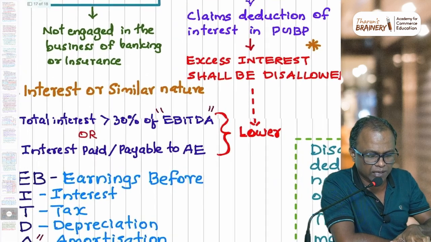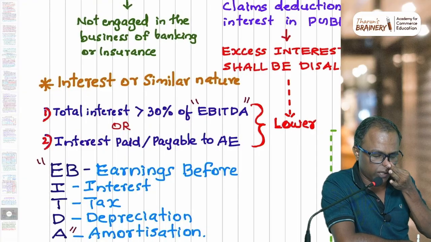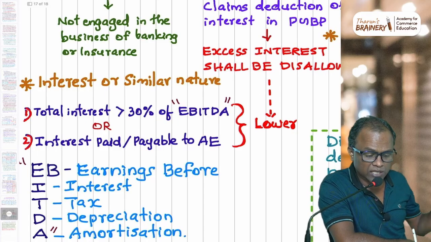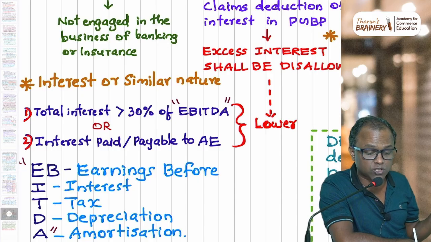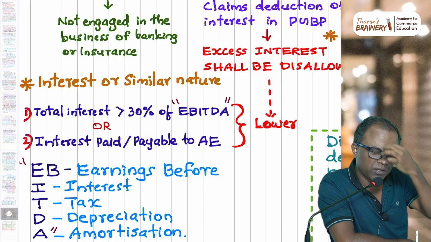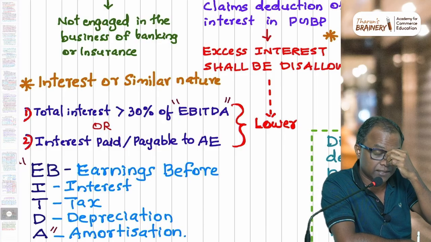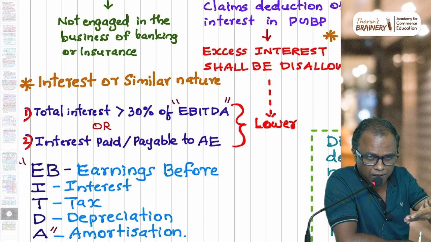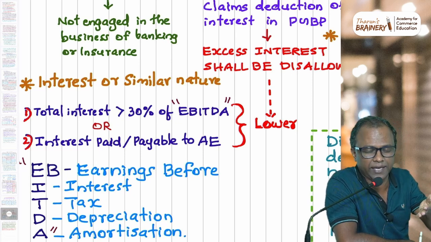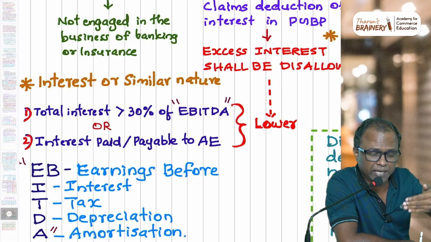How will the excess interest be calculated? First, we should find out the total interest exceeding 30% of EBITDA, then compare that amount with the AE interest, whichever is lower. Or in other words, AE interest as well as non-AE interest should exceed 30% of EBITDA. Out of that excess amount, AE interest will be disallowed. And this disallowed amount is not a permanent disallowance, it is a temporary disallowance. Once it is disallowed, this disallowed amount can be carried over to the next year, just like carry forward of loss. It can be carried forward to next year.